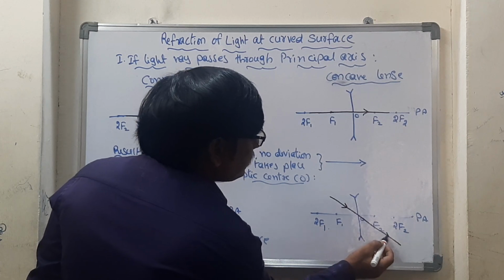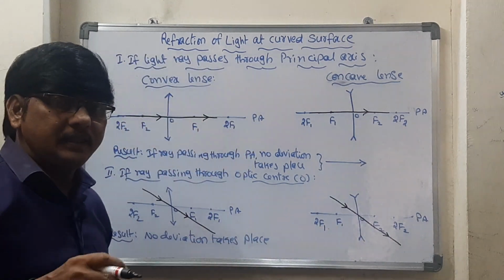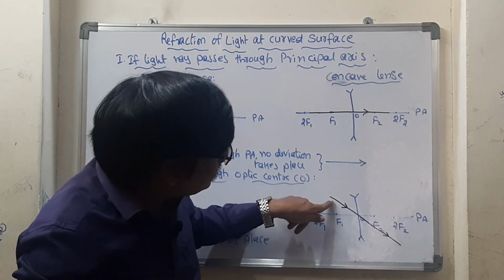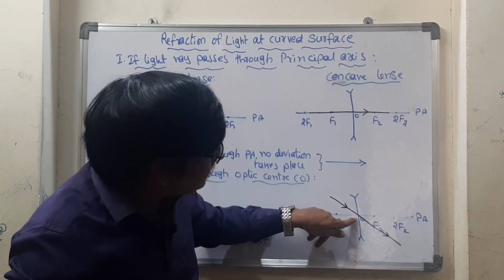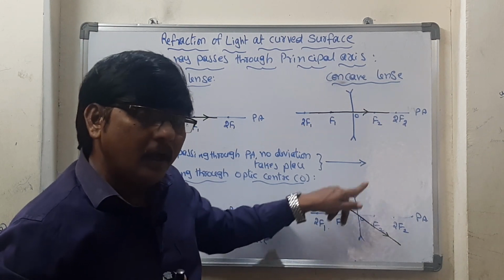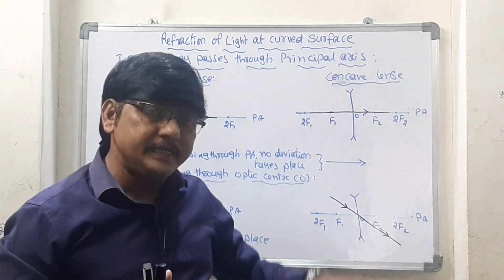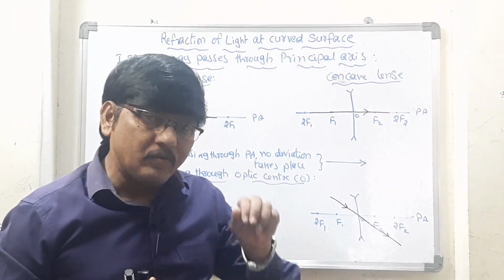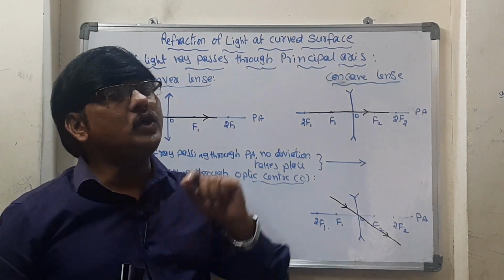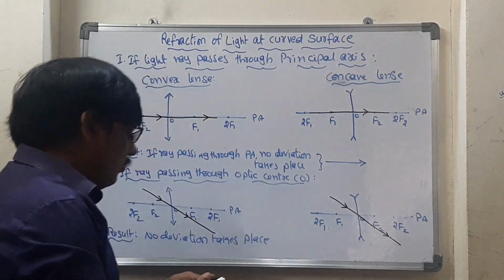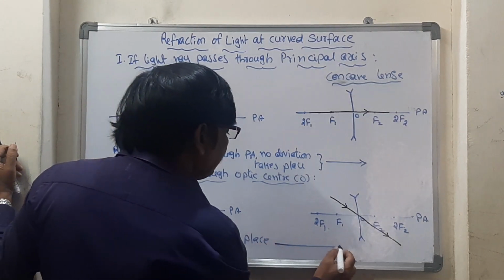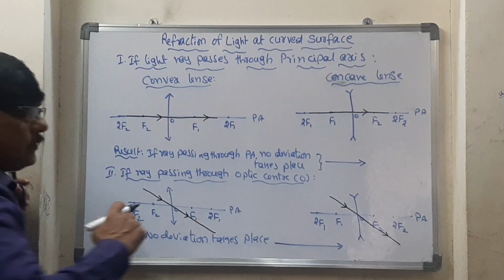We have to pass the ray through the optic center of a concave lens. Did you notice any difference? The ray after refraction is passing through this lens at the optic center. Afterwards, what is happening? After traveling through the lens also, it is traveling in the same direction, which means there is no deviation. So this one too gives the same result, that is, no deviation.